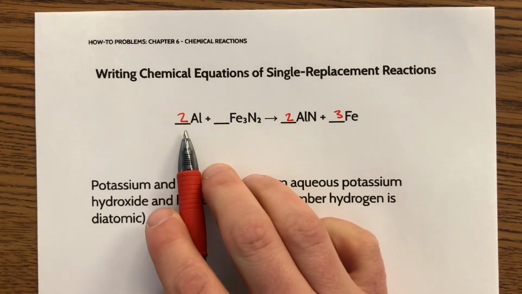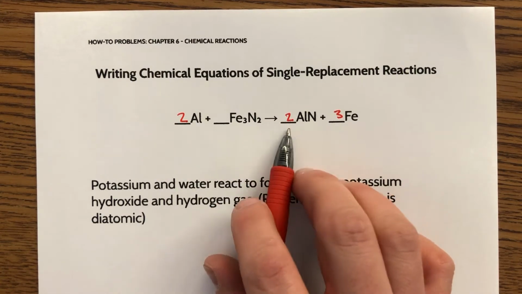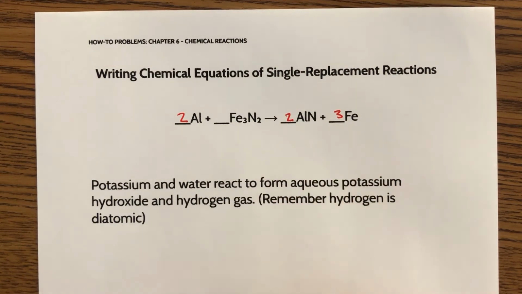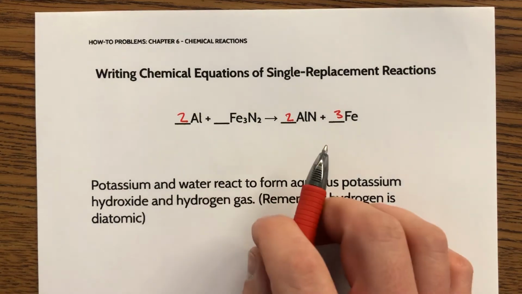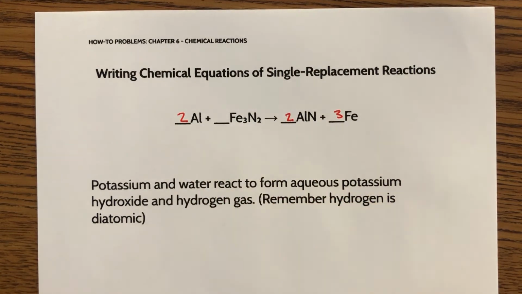So if we check this out, we have 2 aluminums, 2 aluminums, 2 nitrogens, 2 nitrogens, and then 3 irons and 3 irons. So this reaction now checks out. It balances on both sides. We've now conserved the mass on both sides of the equation.